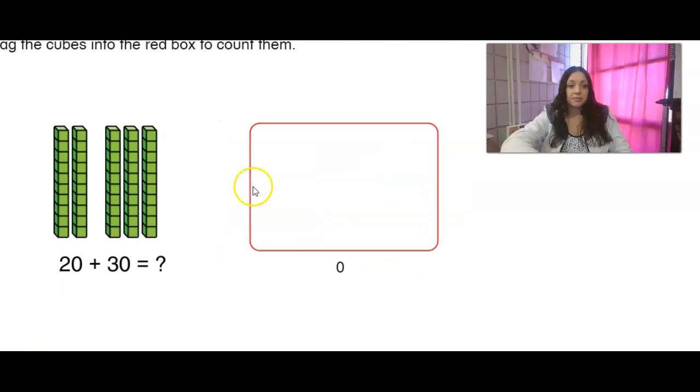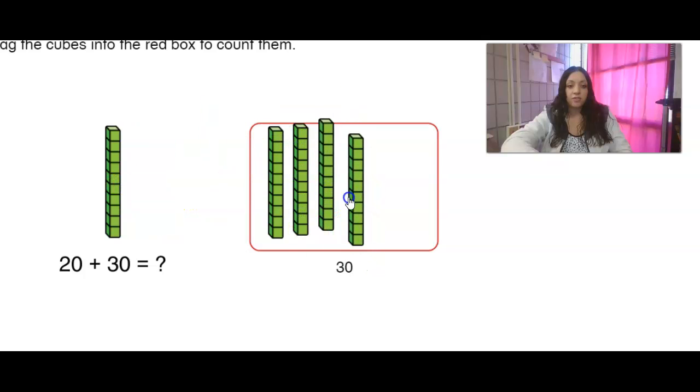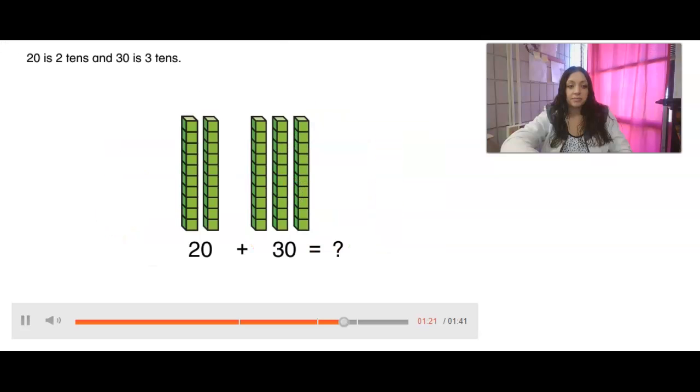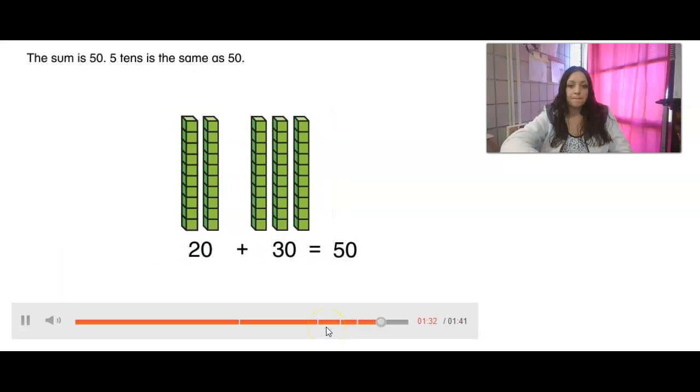So we're going to try it. So we're going to count them and drag them in. So if I have 10, 20, there's my 2 tens, 30, 40, and 50. What is the sum of 20 plus 30? Oh, what did we just say? 5 tens is 50. The sum is 50. 5 tens is the same as 50.